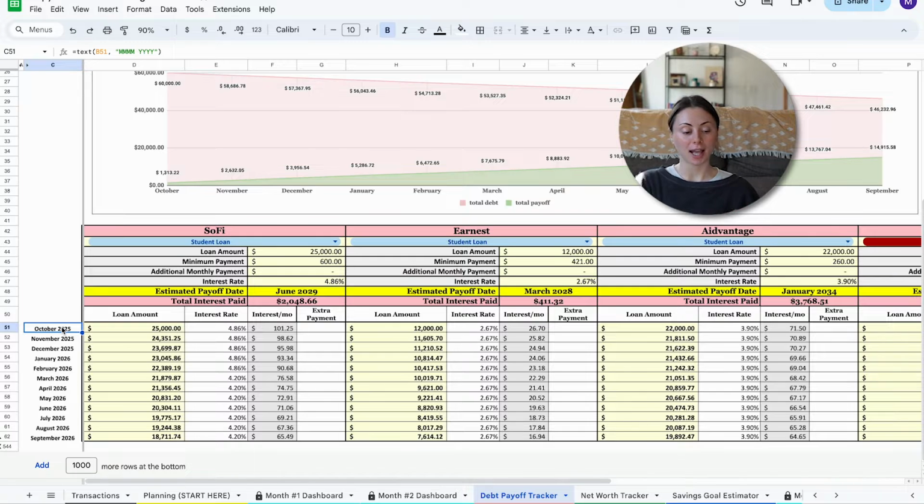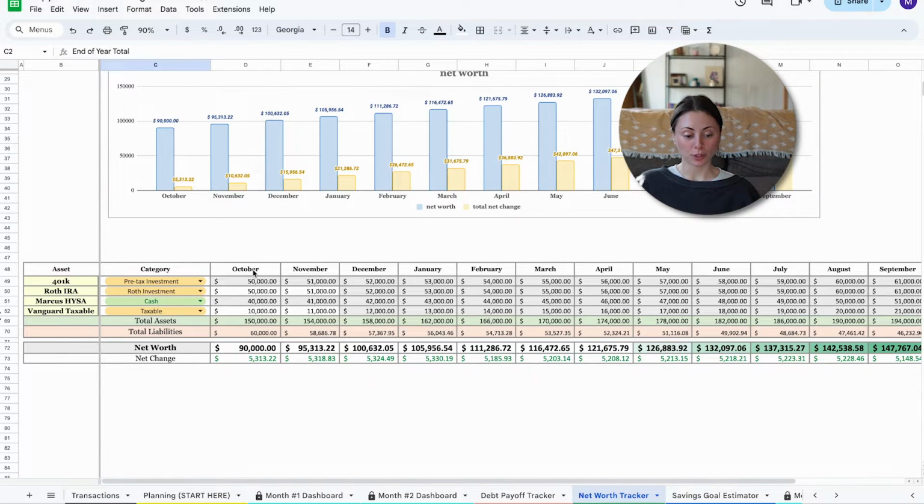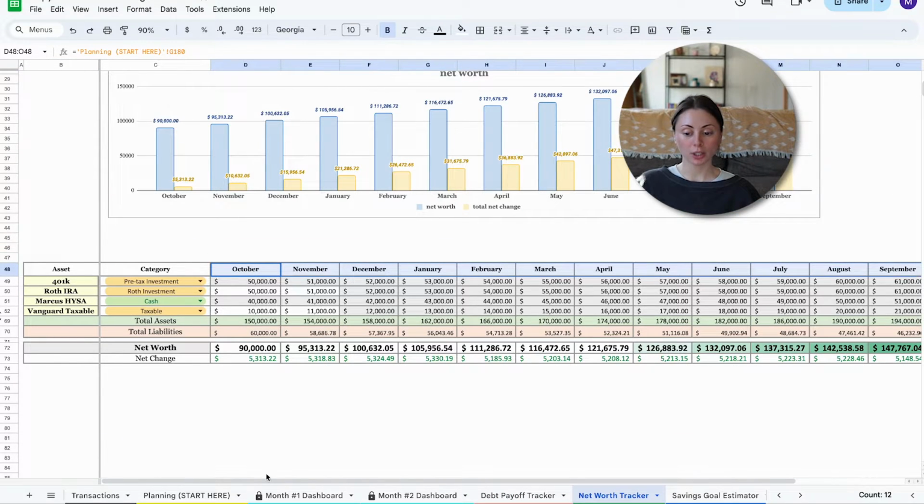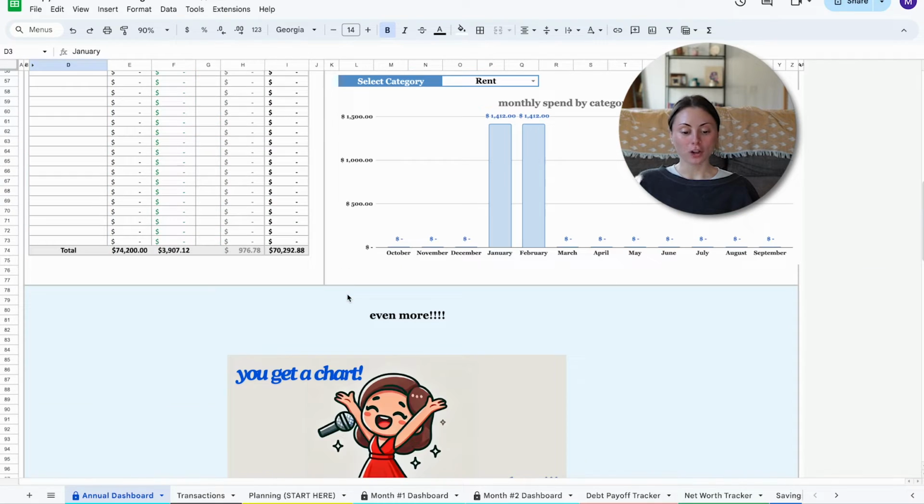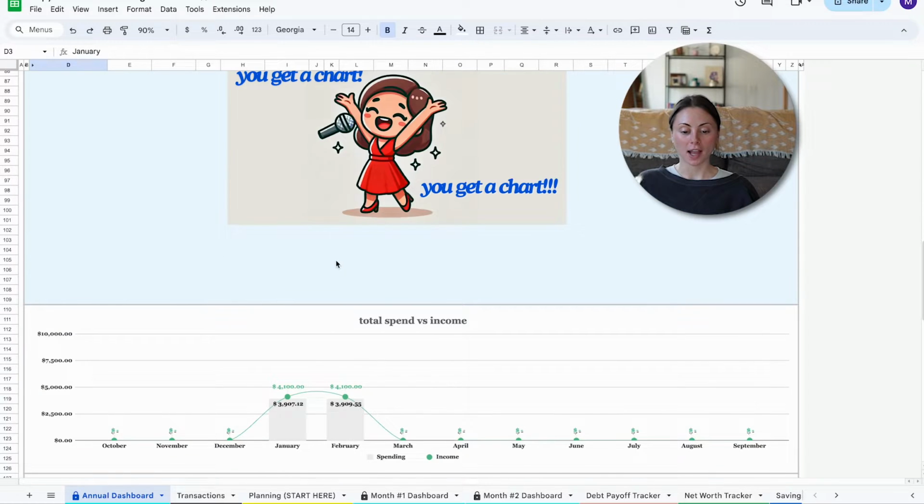This is a change from the last template, and it's the same for the net worth tracker. It also starts in October. And again, savings goal estimator, it's starting at the October timeline. And for all of your charts, it will reflect as well.